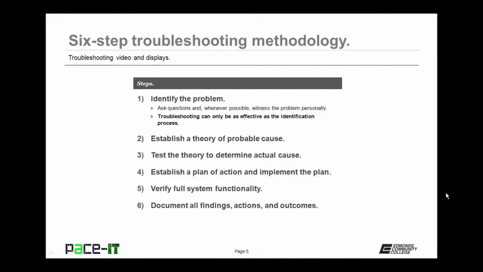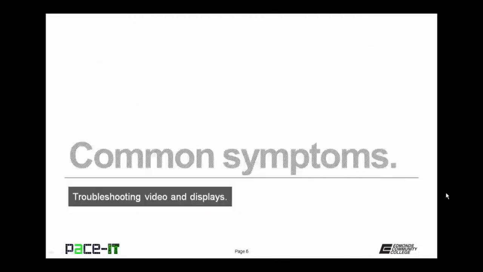Once you have identified the problem, then you need to establish a theory of probable causes. After you have established your theory, then you need to test the theory to determine actual cause. Once you've determined the actual cause, then you need to establish a plan of action and implement that plan. Once the plan has been acted upon, you should verify full system functionality. And once you're all done, be sure and document all findings, actions, and outcomes. And with that, let's move on to common symptoms of problems involving video adapters and displays.